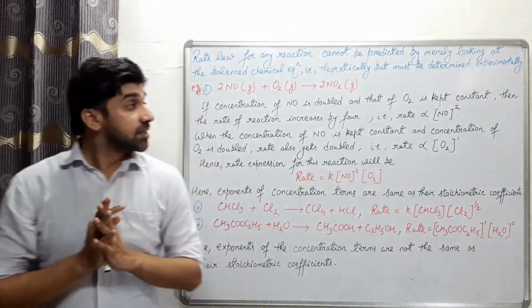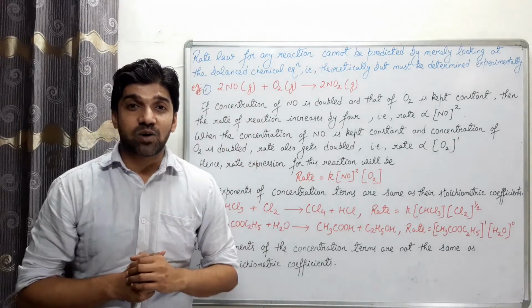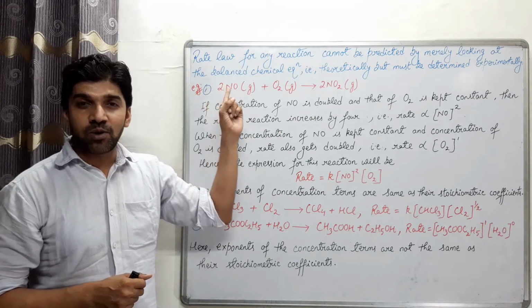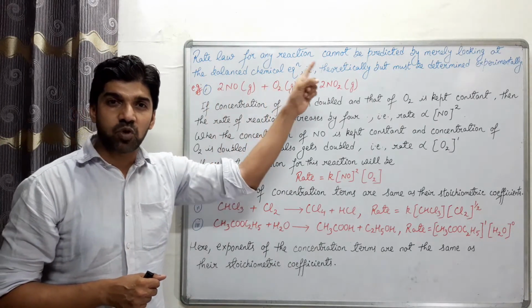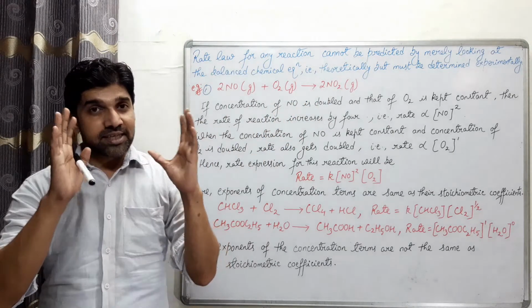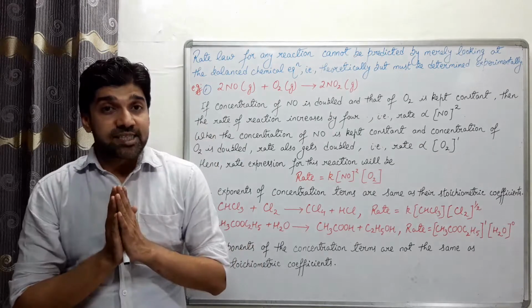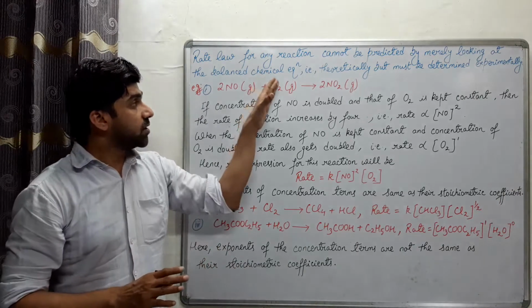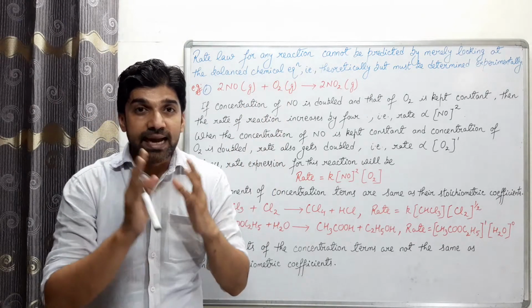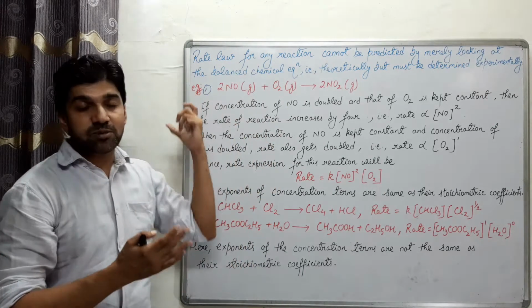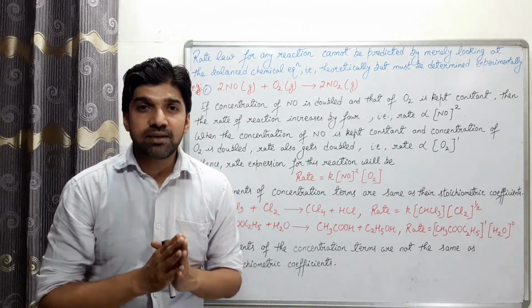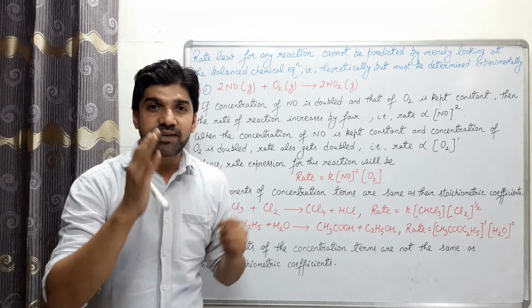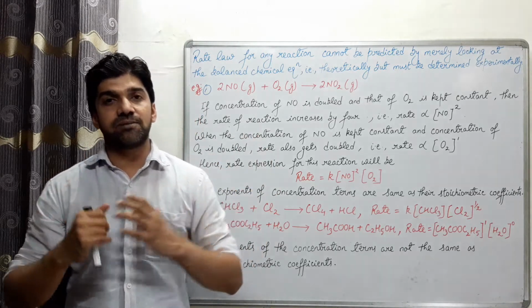Take some examples. We have the oxidation of nitric oxide to form nitrogen dioxide. In this case, 2 moles of NO combine with 1 mole of O2 to form 2 moles of NO2. Now listen carefully. We will keep the concentration of one of the reacting species constant and then change the concentration of the other reacting species. Why? To measure how the rate of reaction changes with the change in the concentration of the different reacting species in a chemical reaction.